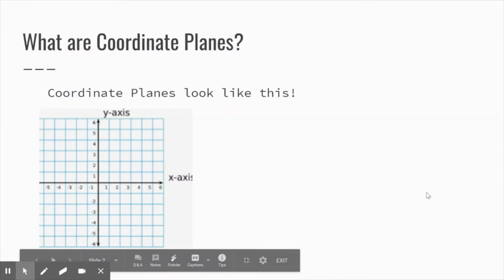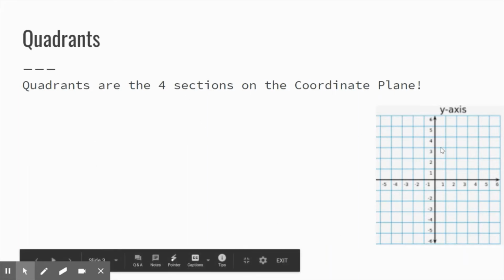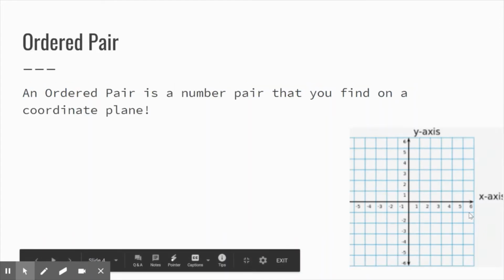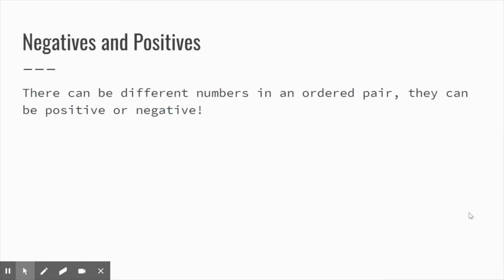So what are coordinate planes? This is what a coordinate plane looks like. Quadrants are the four sections on the coordinate plane. So this is a quadrant, this is a quadrant, this is a quadrant, and this is a quadrant. An ordered pair is a number pair that you find on a coordinate plane. There can be different numbers in an ordered pair. They can be positive or negative.